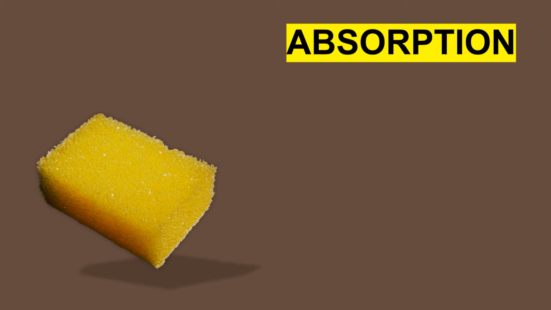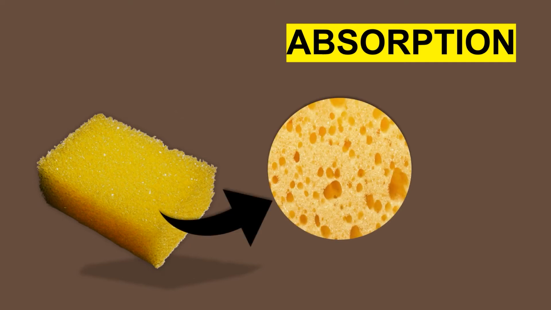If we take a closer look, we can see that the sponge's pores look like this. It is composed of tiny holes. This is where the water molecules go. They go there for a certain time and condition.